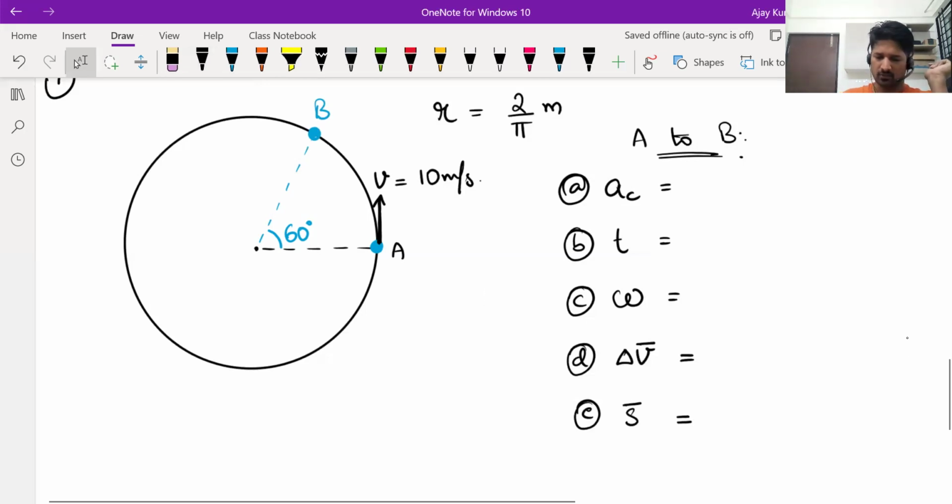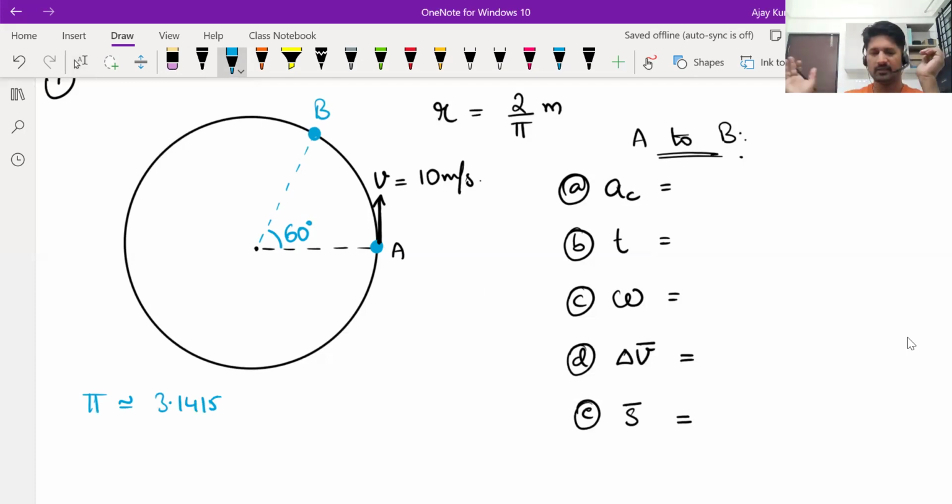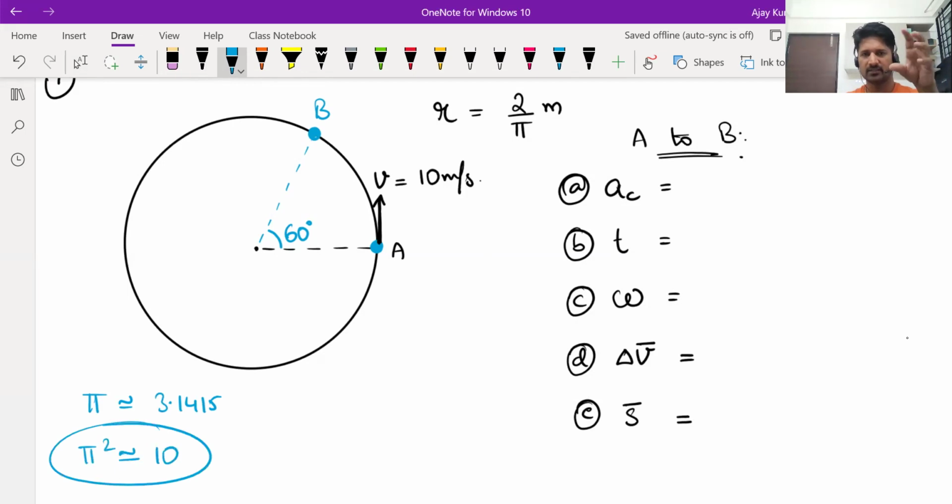And remember this, all of you, pi is approximately 3.1415. After that also there are more digits; pi is known up to infinite digits. Pi square is almost equal to 10. This you can use. If you are getting pi square in any expression, you can write it as 10.